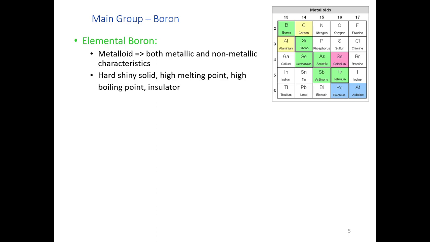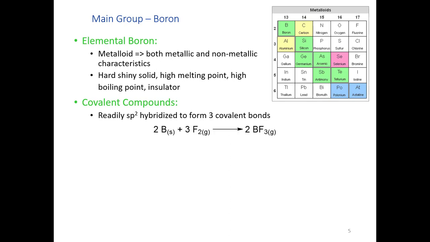So going back to boron, it is a hard, shiny solid in its elemental state. It has a high melting point and boiling point, but it also acts as an insulator. Boron forms 3 covalent bonds quite readily, or becomes sp2 hybridized in organic chemistry terms. Elemental boron can be oxidized by strong oxidants, like fluorine gas, to form compounds like boron trifluoride.